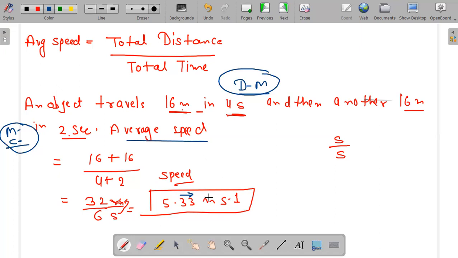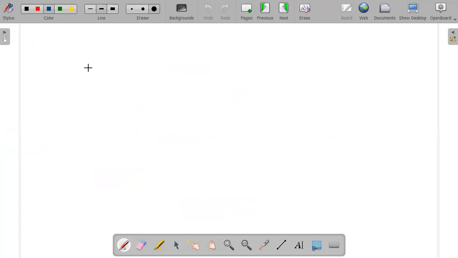So this is speed, and what is this unit? Meter per second. This meter per second is actually the SI unit. What do I mean by SI unit? SI unit stands for standard international value.